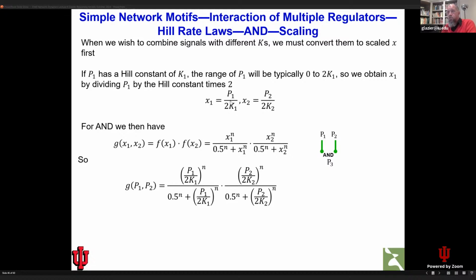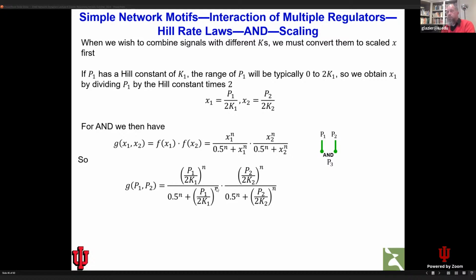If we divide each one of our variables by 2 times its Hill constant, its half maximal value, then each one of our variables will range between 0 and 1, and then we can build circuits that work together. The process here is a little bit more complicated. We say we have P1 and its corresponding K, P2 and its corresponding K. If we want to combine them, we divide P1 by 2 times K, P2 by 2 times K, get X1 and X2. Now we do the combination, then we plug in again and get it back out.